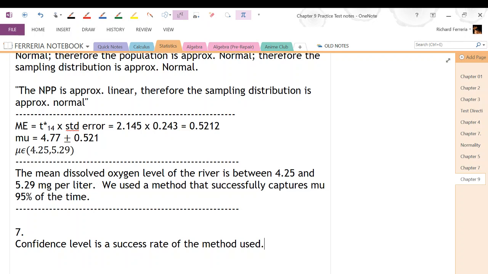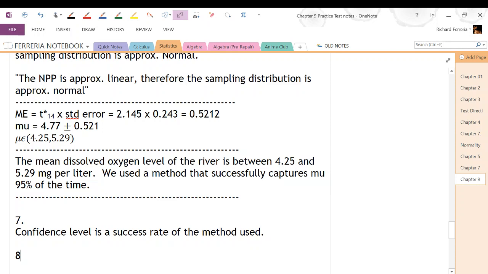You could say something like, if this poll was conducted many times, 95% of the confidence intervals created would contain the actual value of the mean. That would be correct. So 64 and 3 have nothing to do with 95%. No, they don't. Remember, because it's about the success rate of the method, not about the actual numbers. Okay, let's go to 8.